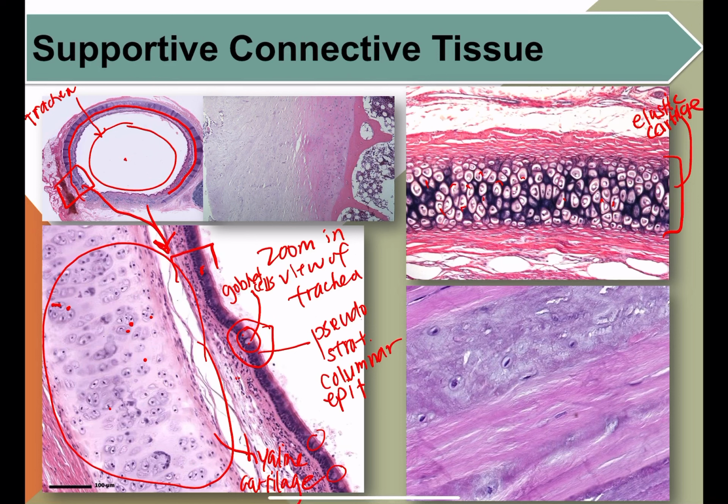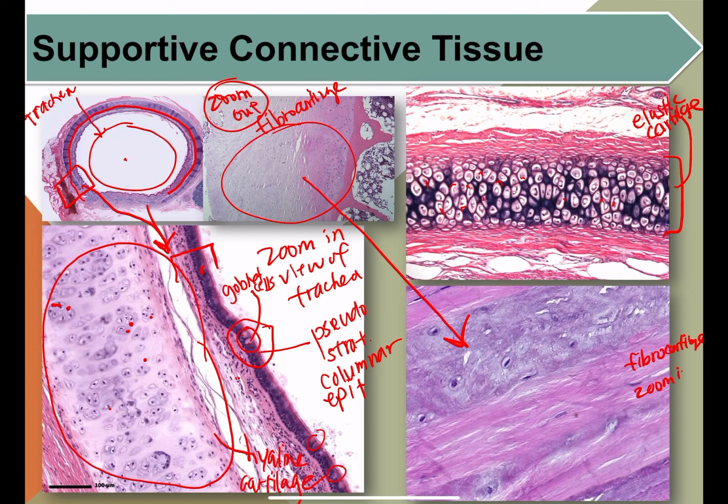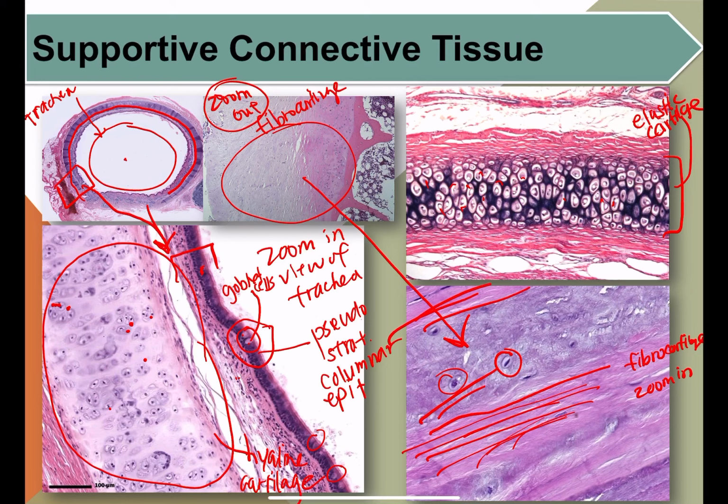And fibrocartilage. This is a zoom out view of fibrocartilage, which is this whole area right there. And if we zoom in, we will see something like this. This is fibrocartilage, zoom in view. You see that there are still eyeballs. There are chondrocytes within the lacunae, but you see lots of lines everywhere. Those are the collagen fibers that are supporting this part of the cartilage.